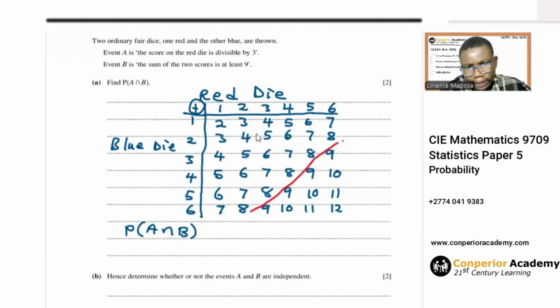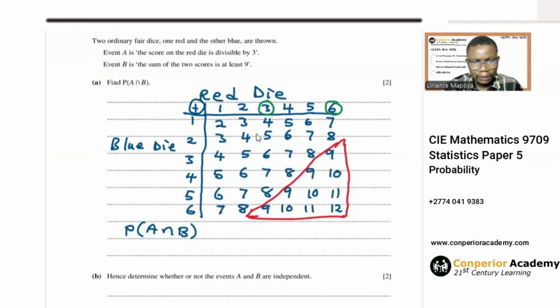So everything that is in this red triangle, or can I draw the triangle? Okay, so everything that's here, let's just redraw this. Everything that's here describes event B. These are possible outcomes for event B. And then the outcomes for event A is that we want the score on the red die to be divisible by 3, which means it's 3 and 6.